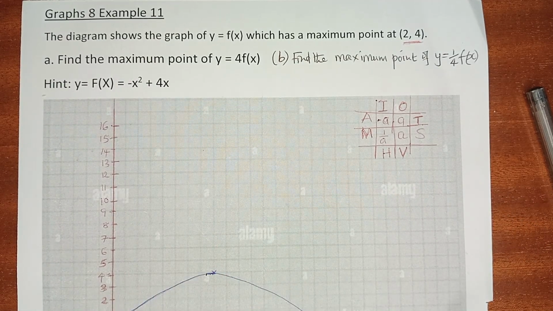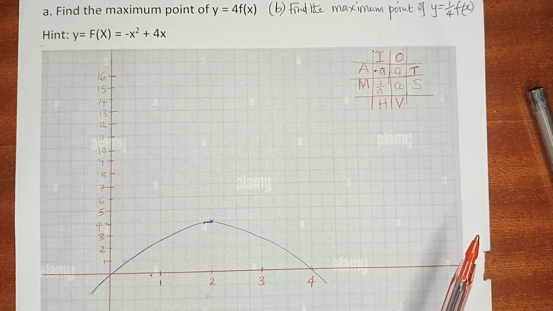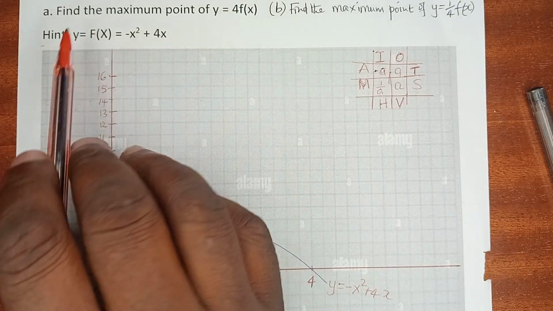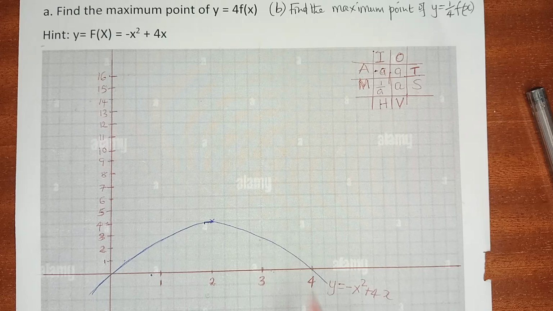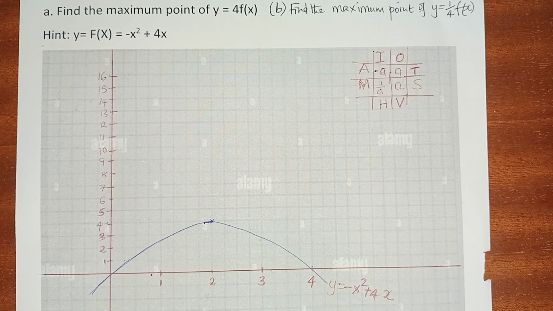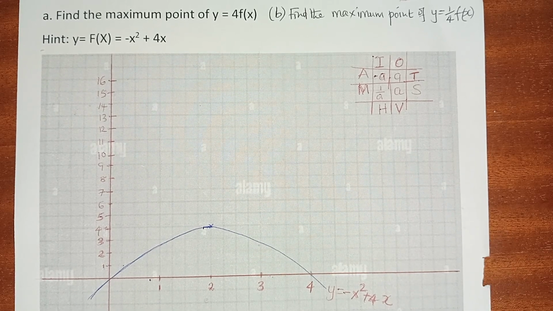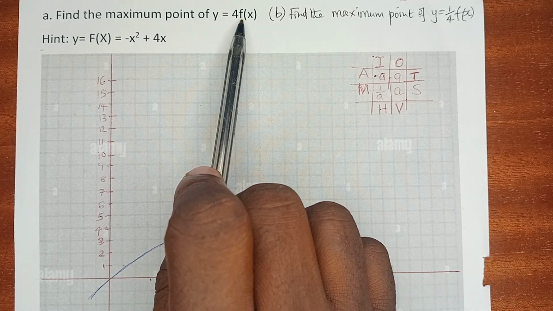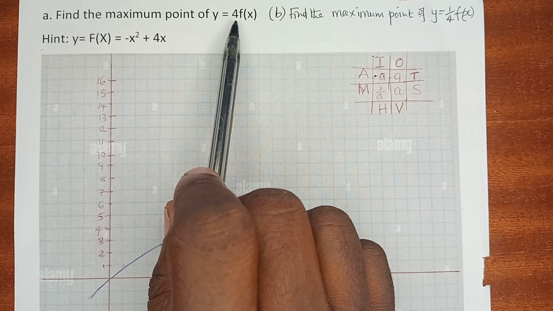This is the graph which is already drawn, and we are told this is the graph of y equals minus x squared plus 4x, as illustrated here. Now we need to respond to part A of the question: find the maximum point of the graph which is transformed to y equals 4f(x).